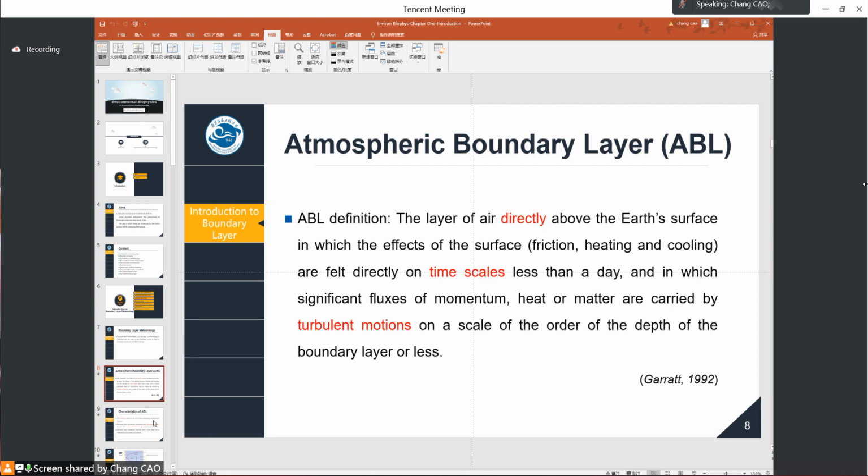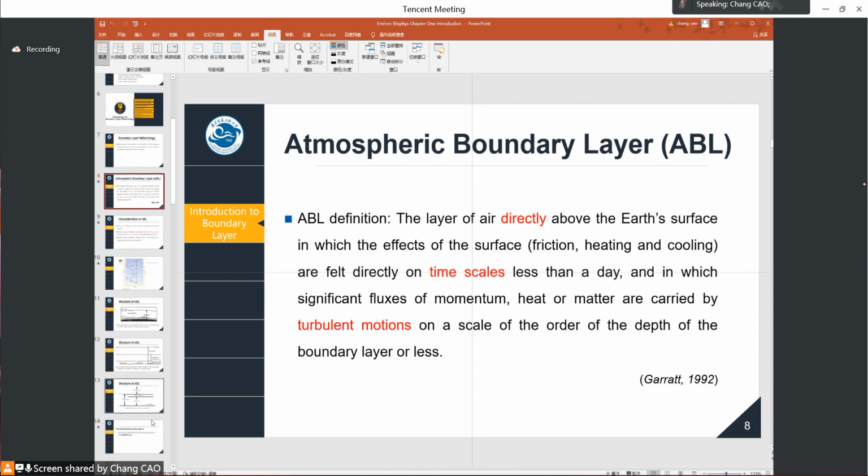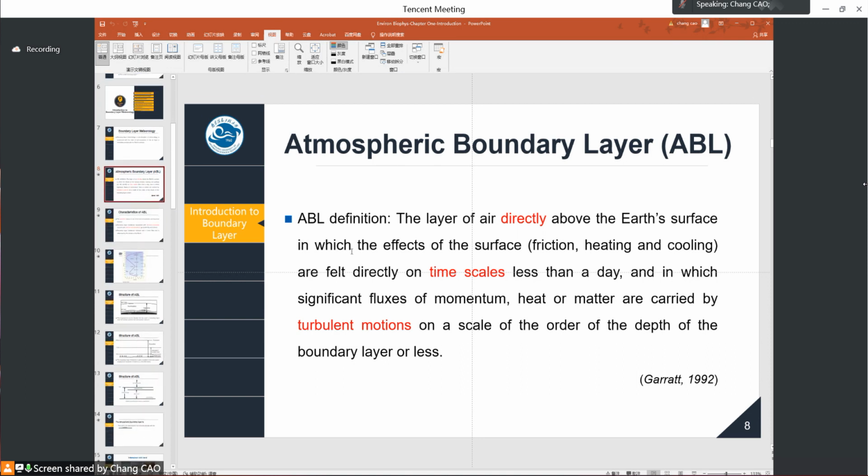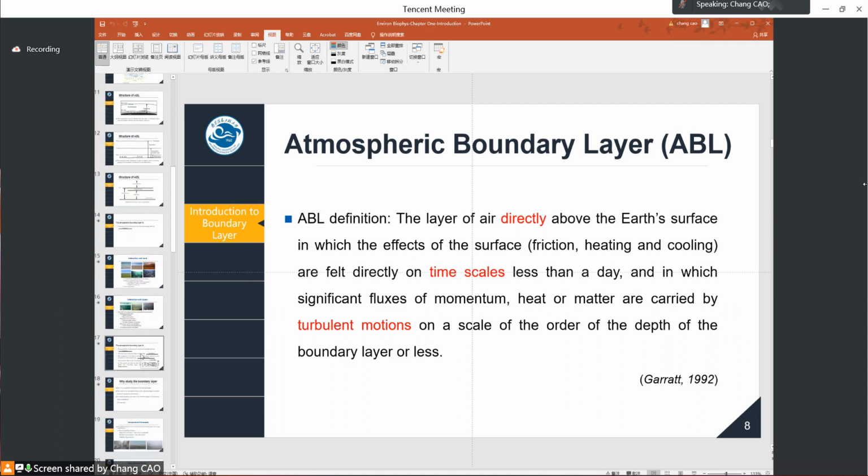Then there's another question for you. Can you still remember what the characteristics of ABL are? Since we already reviewed the definition of ABL, I think the characteristics will be easier for you. So can you give me some keywords about the characteristics of ABL?